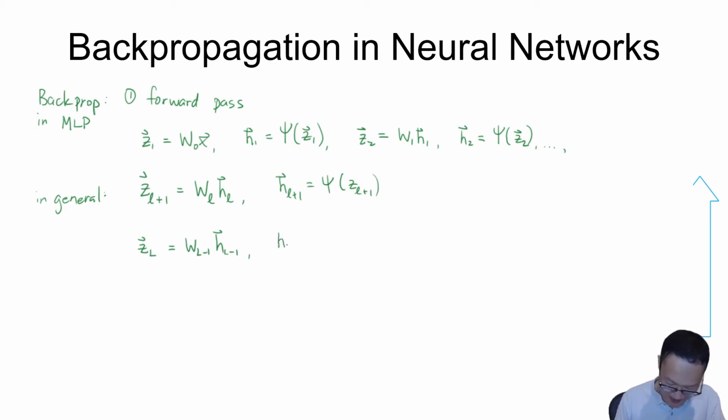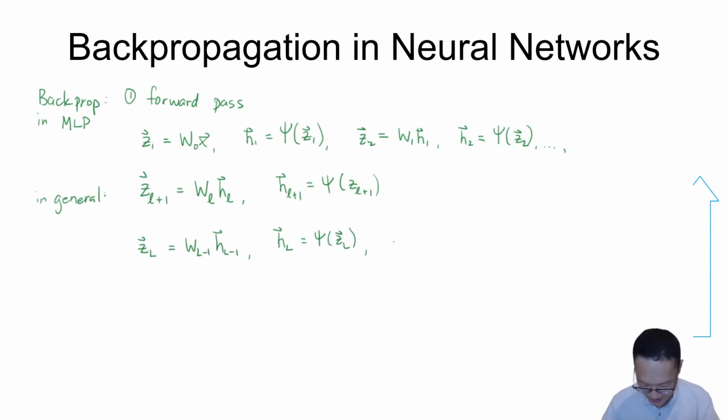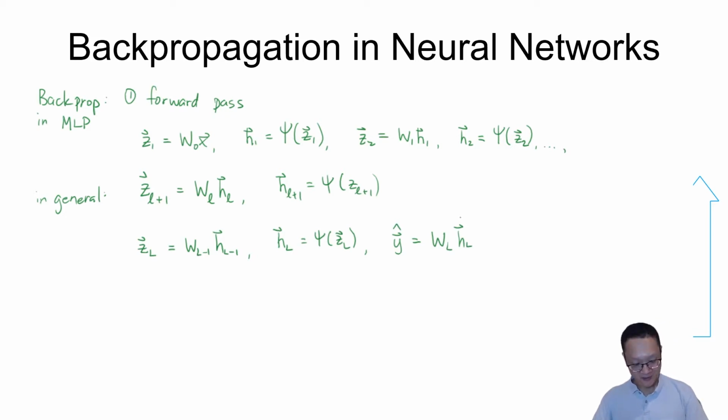Okay, so there's actually one more step on the slides. So H L, the last hidden layer, equals psi of Z L. And then finally, we have our output, the output layer. Y hat equals W L, that's right, previously it was W L minus 1, W L H L. And so this is kind of the output of the network.